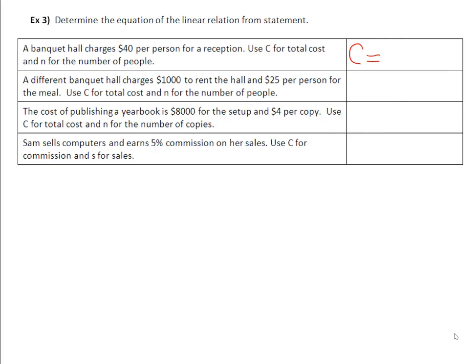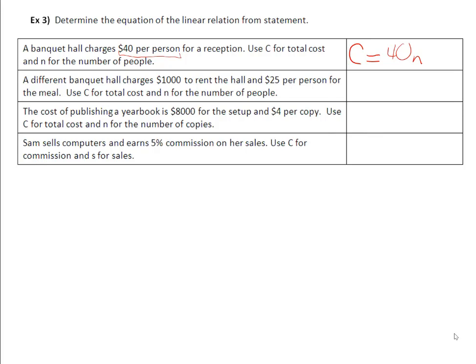Well, how much is it per person? If we look at our statement here, it's $40 per person. That's where I'm getting my 40 from. And N is the number of people. So C equals 40N. Let's try doing the next question.